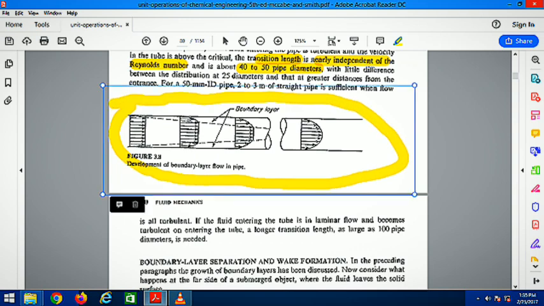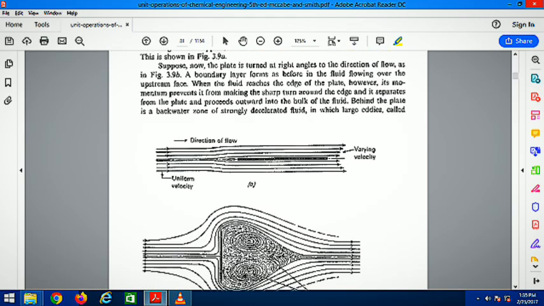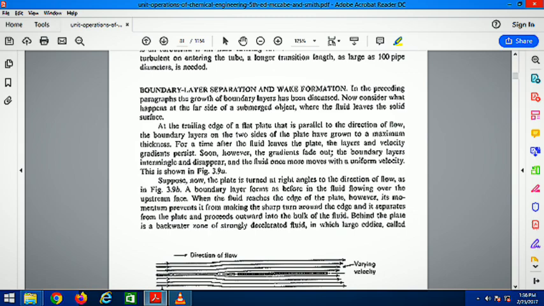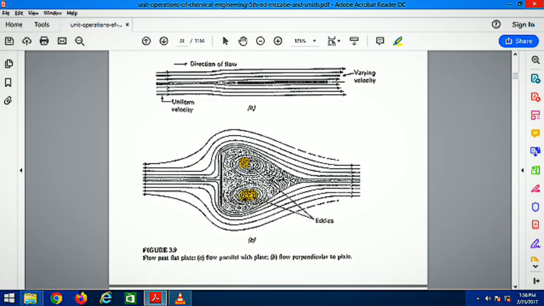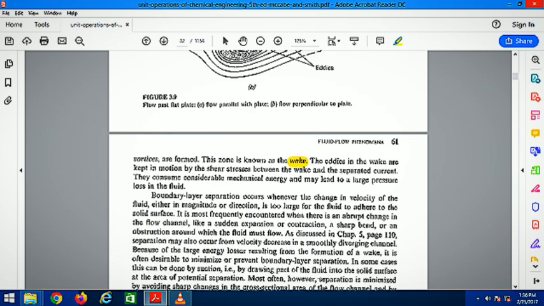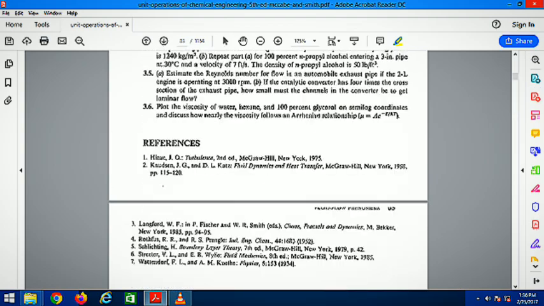So this is how the fluid enters from one side of the pipe and moves as a parabolic curve due to boundary layer. Boundary layer and wake formation. So these are eddies that are formed, and this is wake vortices.